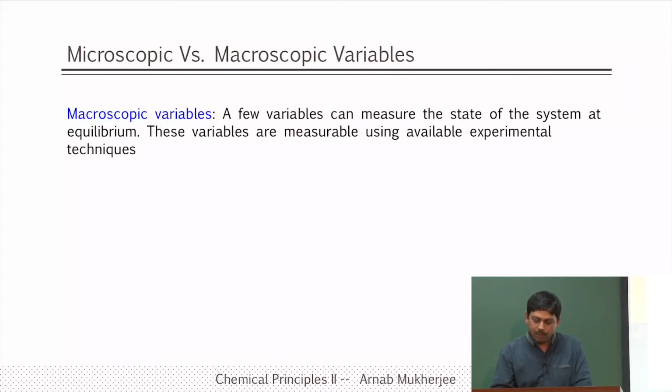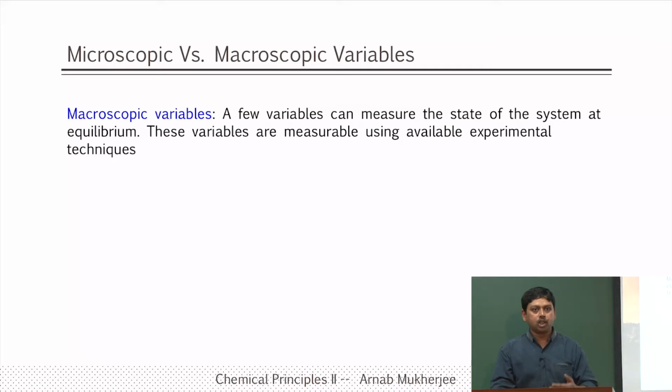Macroscopic variables are those where only a very small number of variables are required to define the state of the system in equilibrium. These variables are measured using available experimental techniques. For example, volume is a macroscopic variable, temperature is a macroscopic variable, pressure is a macroscopic variable. They are all macroscopic variables for measuring properties of a system at equilibrium.